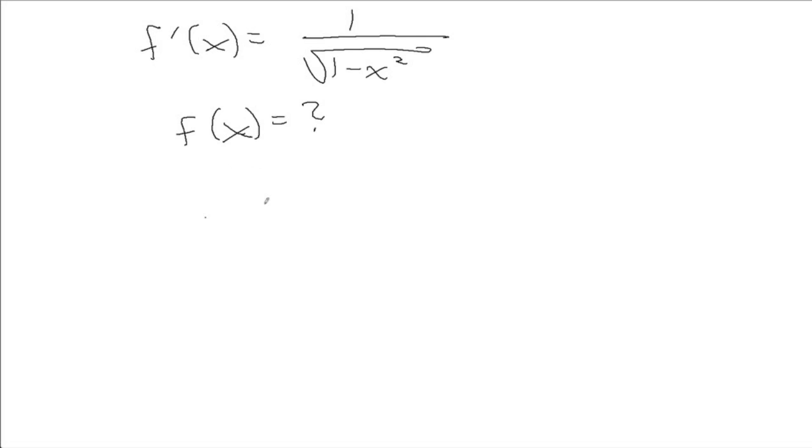Okay, let's try this one. The antiderivative of 1 over the square root of 1 minus x squared is, let's see, the inverse sine of x plus c. Okay, yes, that's correct. Good.